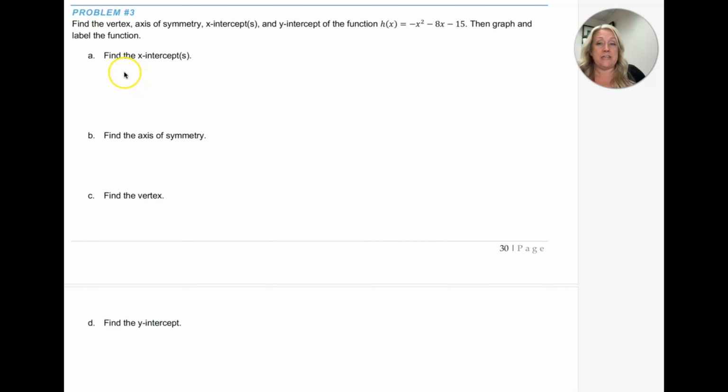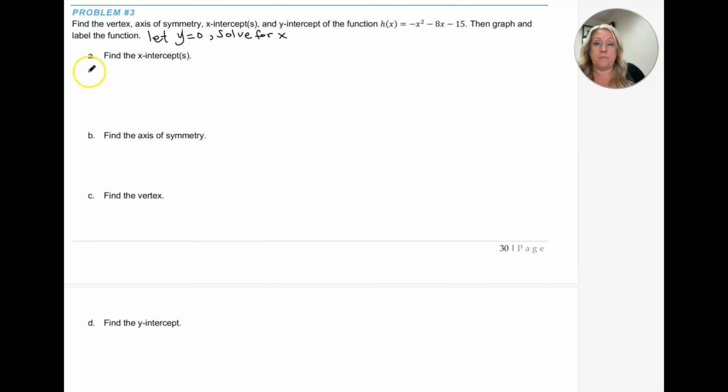Let's start off with finding the x-intercepts. So to find the x-intercept, remember we said we're going to let y equal 0 and then solve for x. But we look at this form, we have h of x equals negative x squared minus 8x minus 15. Now when we talked about finding these x-intercepts before, we had it in factored form. We talked about factoring in 3.5, so let's go ahead and factor this so that we can find our x-intercepts that way.